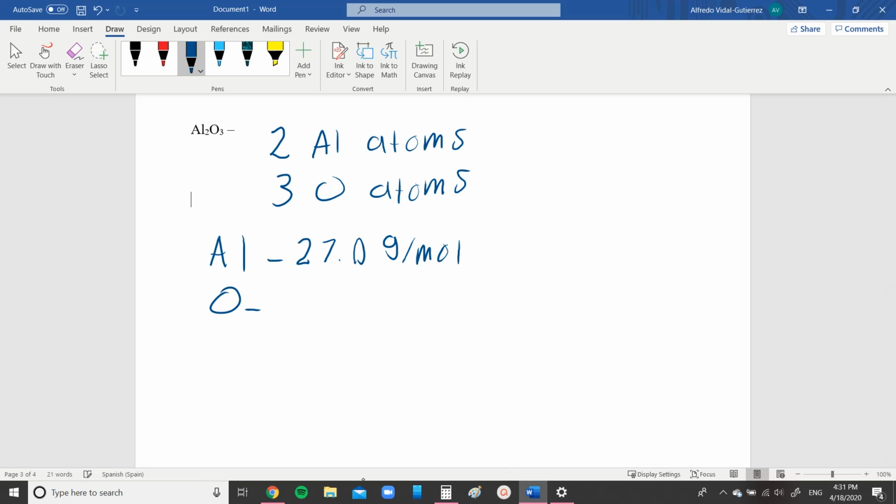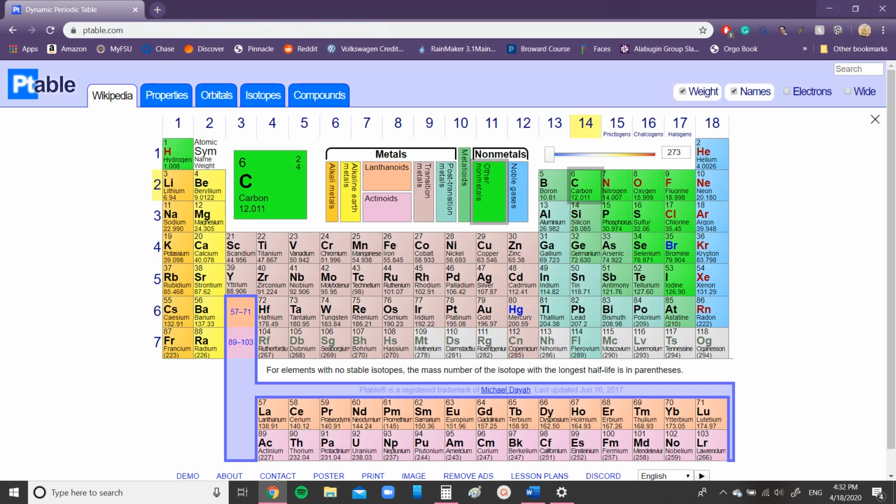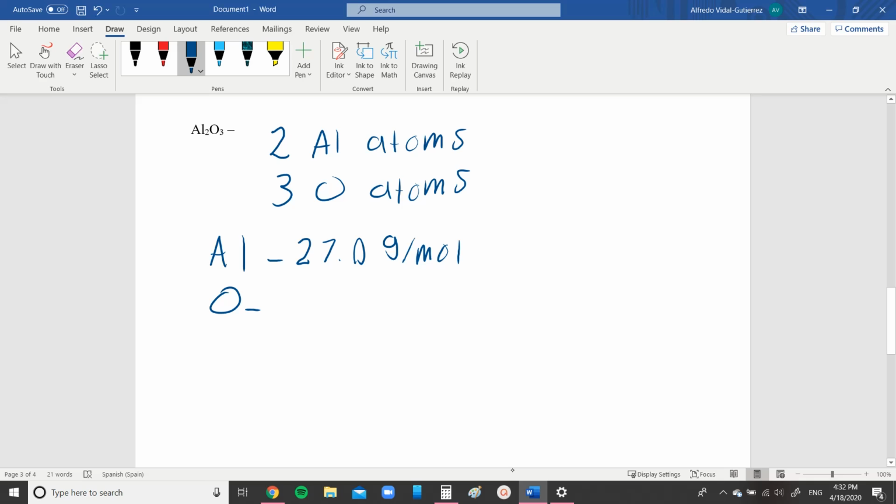And then for one oxygen atom, same exact thing as last example. It's at 15.99 under oxygen. We're going to say that's 16.0. And again, grams per mole. Now, these would be the correct numbers if we were talking about one of each atom. However, we have 2 aluminum atoms and 3 oxygen atoms. So you have to calculate the mass of 2 atoms of aluminum and add up the 3 atoms of oxygen.